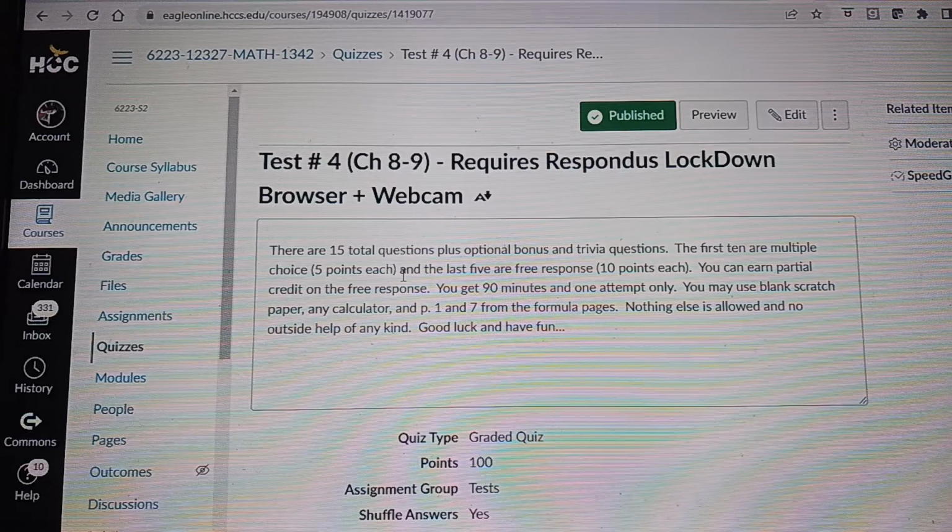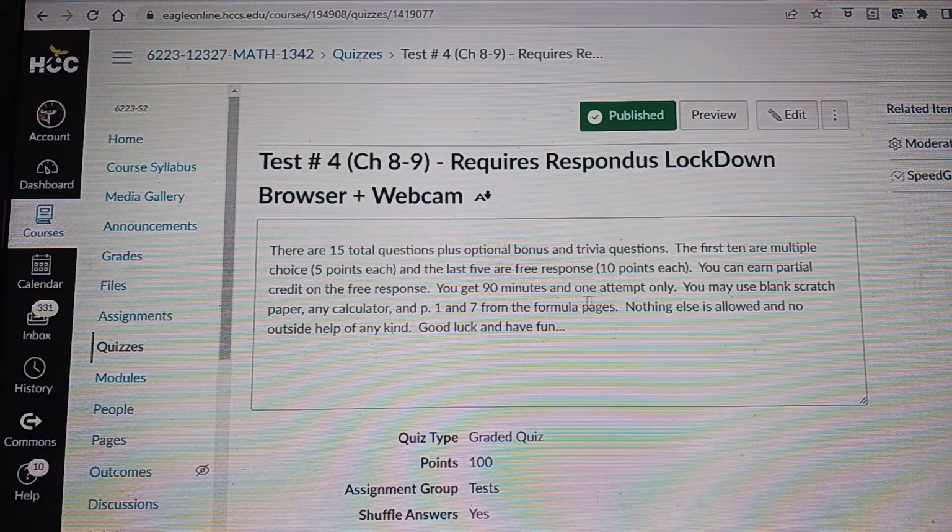There's 15 total questions plus an optional bonus and trivia. The first 10 are multiple choice, 5 points each. The last 5 are free response, 10 points each. And you can earn partial credit on the free response, so be sure to fill in each part. You're going to be doing the 4 steps each time.